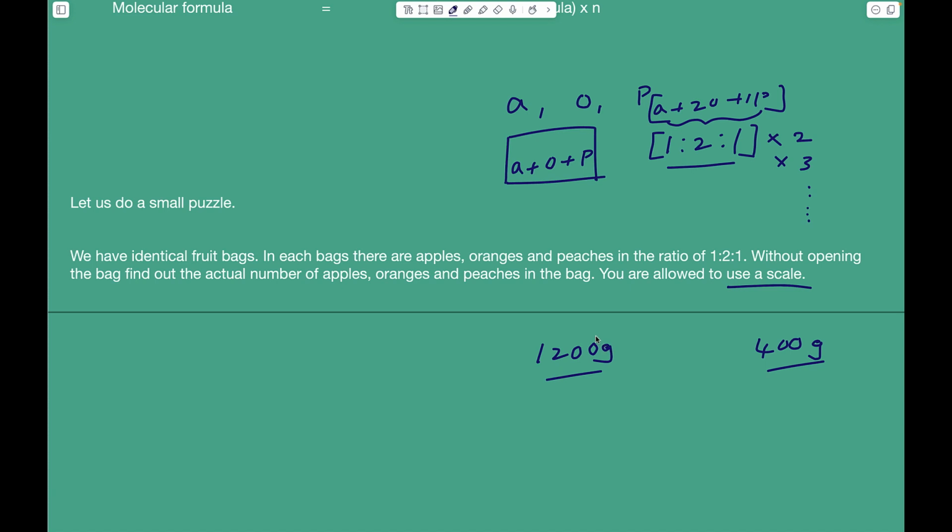They tell us that this bag is 3 times as heavy as this unit of 1 apple, 2 oranges and 1 peach. That only means that in this bag there are 3 such units, right? So that means in this bag there are 3 apples, 6 oranges and 3 peaches. See, without opening the bag, we are able to figure out the actual number of fruits of each type in this bag.